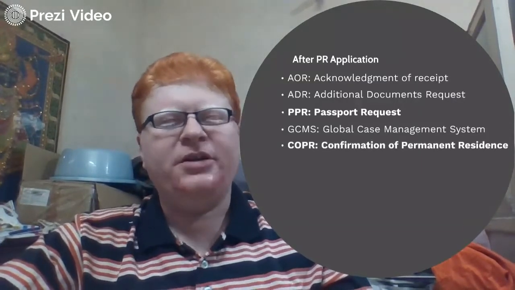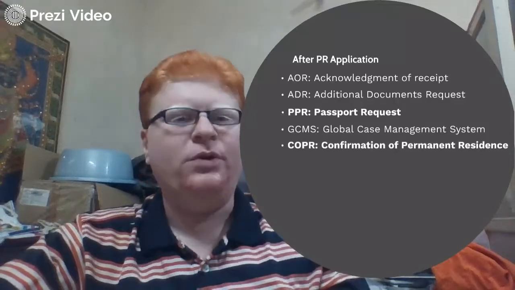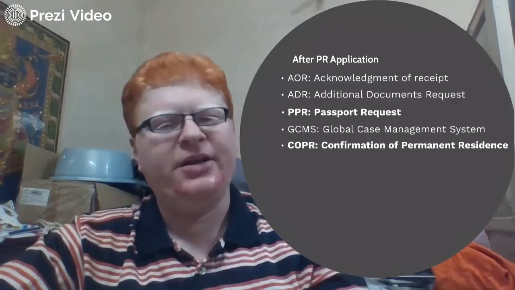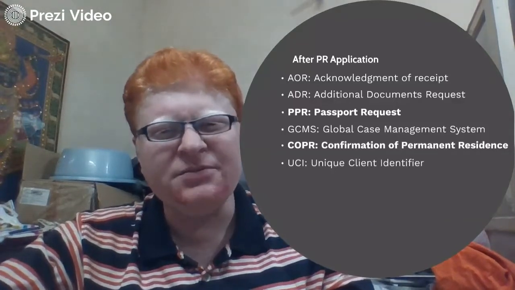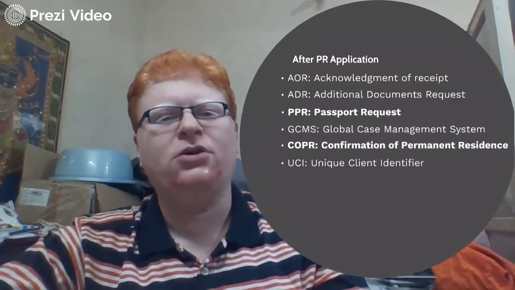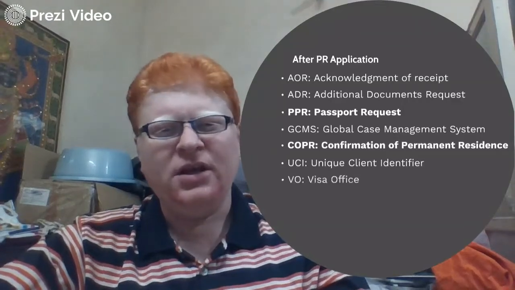COPR is confirmation of permanent residence. Once your passport is stamped, you will be given a letter which is called COPR. You need to show that when you land in Canada. Another term is UCI. In your profile, you will be given a unique identifier which will be able to identify you as a person in the system. That is called unique client identification.